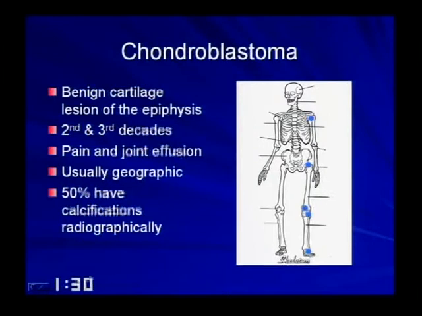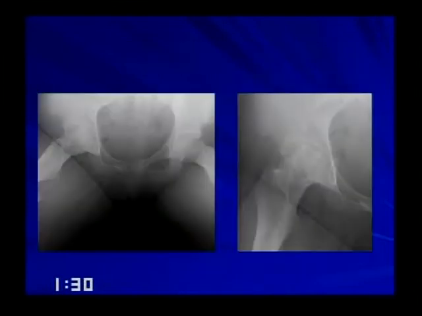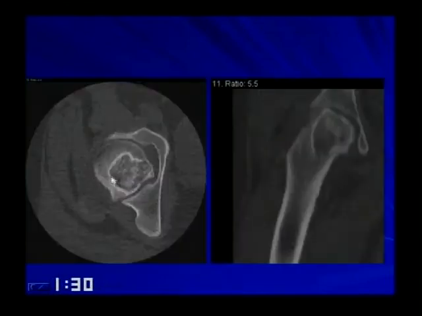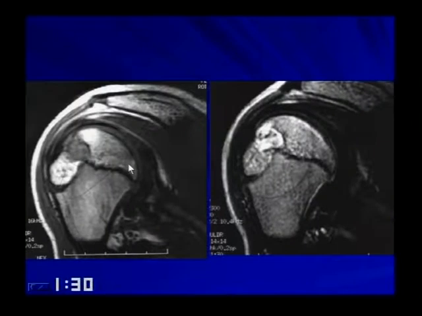Chondroblastomas, the important thing to remember about chondroblastomas is what? The young patients have epiphyseal lesions. 50% have calcifications radiographically, more on CT. They can present with pain and joint effusions. And here's the patient that we looked at earlier, a young patient with an epiphyseal lesion. CT shows you a nice geographic margin, internal calcifications. Here on MR, T1 and T2. And here's one that was in the proximal humerus.